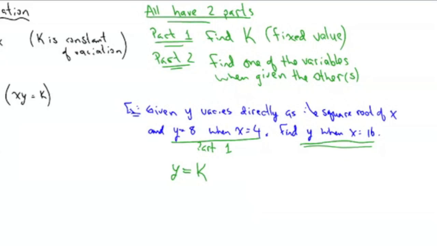Square root of x. So this statement here says in mathematical language that y varies directly as the square root of x. Y equals k square root of x. From part 1, you're going to plug in what y is equal to and what x is equal to at an instance. So substitute in y, that's 8. K, we don't know anything about that. Substitute in x, that's 4. Solve for k. Square root of 4 is 2, divide it across, and you get k is equal to 4.